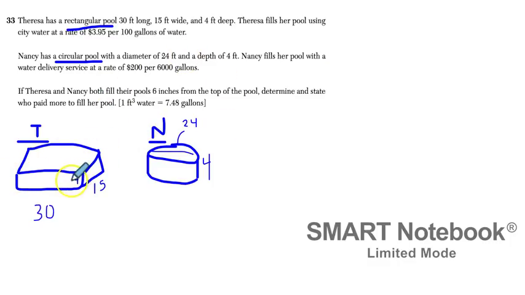So Teresa's not really filling her pool 4 feet. 6 inches is half a foot. So she's not filling her pool 4 feet, she's filling her pool 4 minus a half, which is 3.5. And Nancy's doing the same.